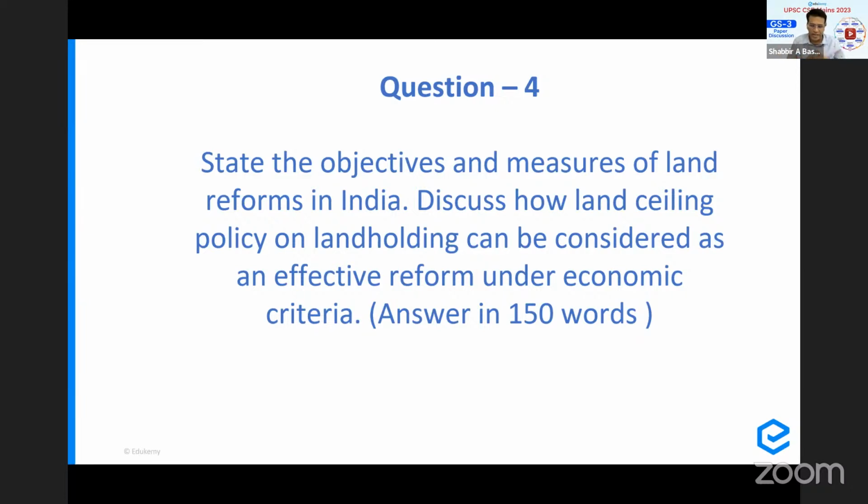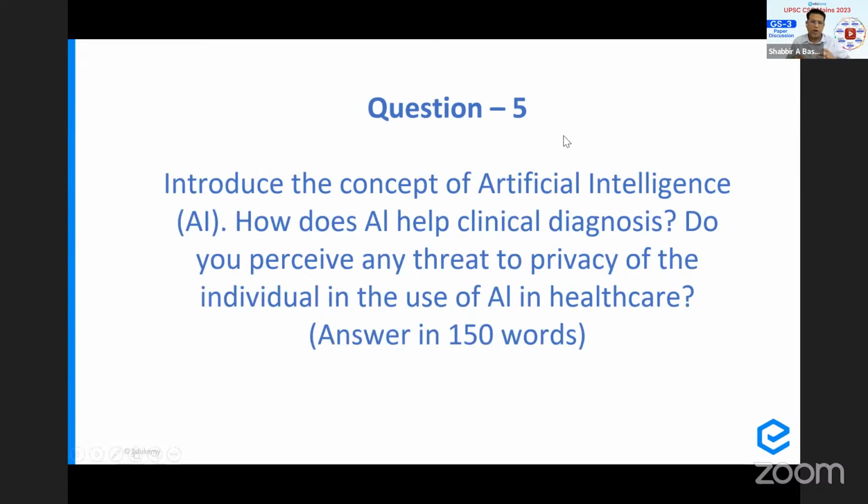I think it's a tricky question. I'm not very sure if most people understood the idea of economic criteria. Okay, let's move on. The next question, question number 5. Again, this is on the expected lines, but there is a twist. The question is, introduce the concept of artificial intelligence and how does AI help clinical diagnosis? And do you perceive any threat to privacy of individual and so on?